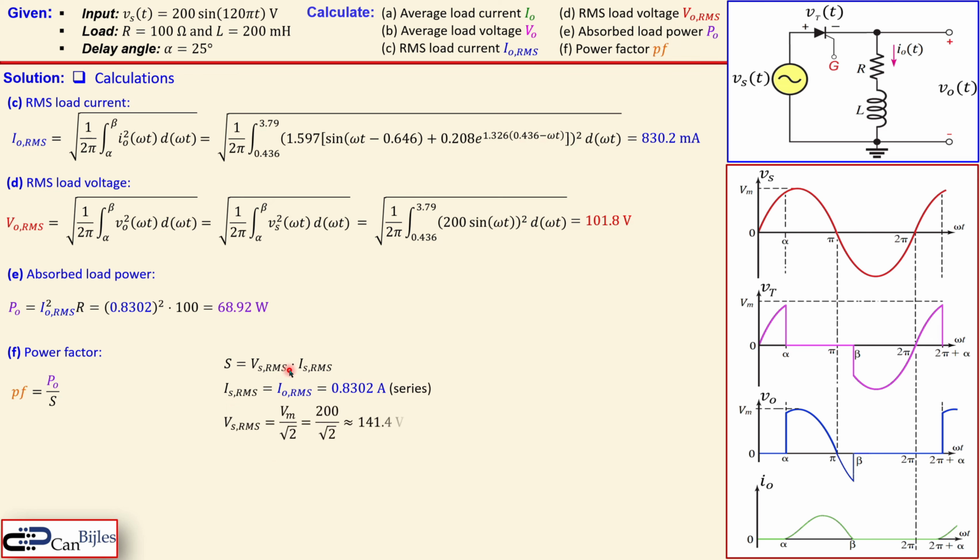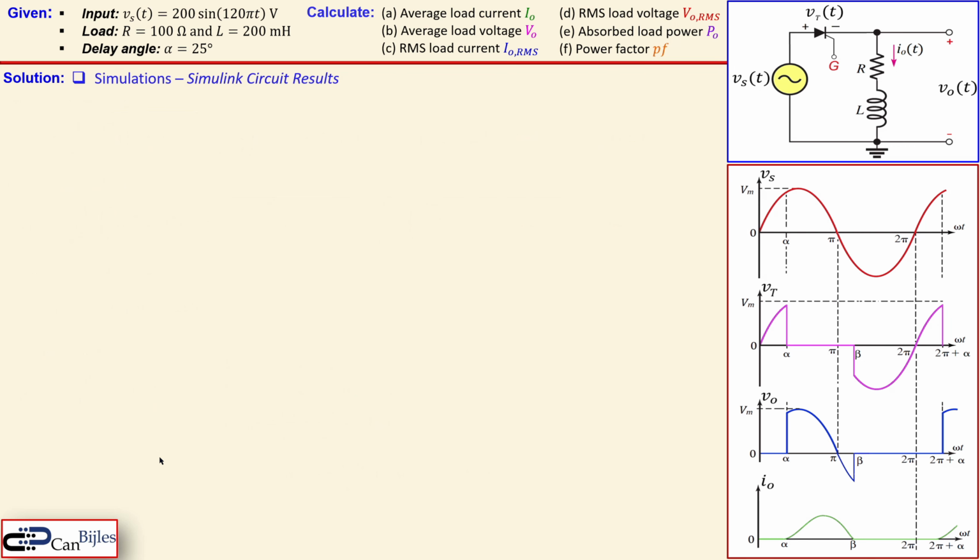But for the source voltage, it is just 200 volts as the peak value, because it's the pure sine wave, and you divide by the square root of 2. That's the famous formula, and then you get here 141.4 volts. Now taking this together and just multiplying these two, you get here 117.4 volt amperes as our apparent power. Now substitute that in here from question E and from this, and you get here 0.587.